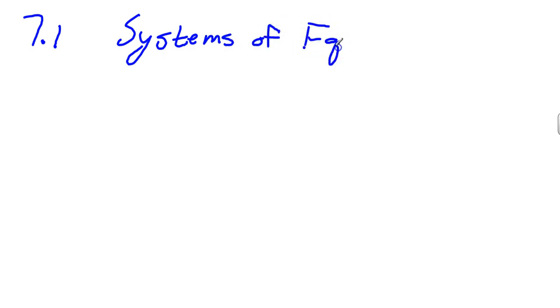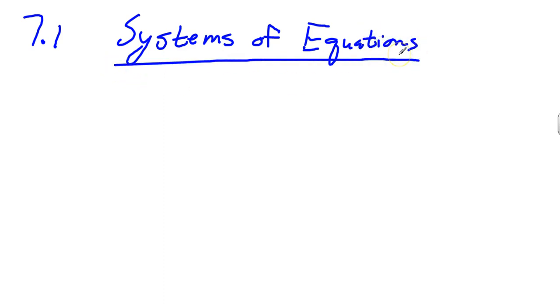7.1 is systems of equations. What we're going to do with 7.1 is show you there are actually three options you can do. We can do substitution, elimination, or graphing. Really there's no graphing in this one, because graphing is the worst option.